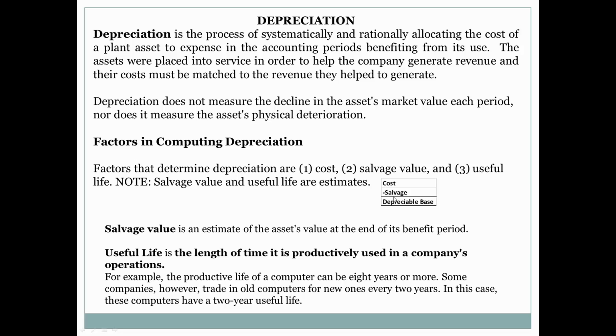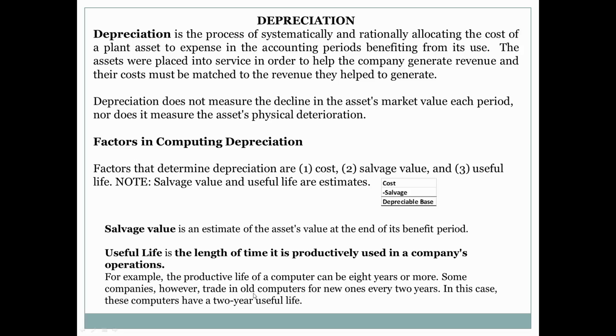So cost minus salvage value yields our depreciation base. Salvage value is an estimate of the asset's value at the end of its benefit period. Useful life is the length of time it is productively used in a company's operations. So, for example, the productive life of a computer can be 8 years or more.